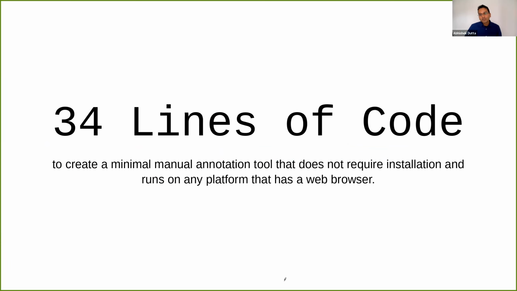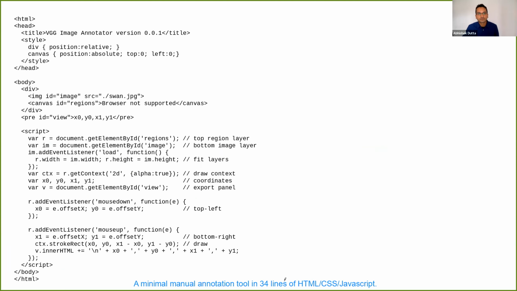So I started my job. This was my first assignment. I came up with these 34 lines of code that could do the full annotation in a web browser. Now for those of you who do not know about JavaScript, HTML, and CSS, I give a quick tour of what this code is about.